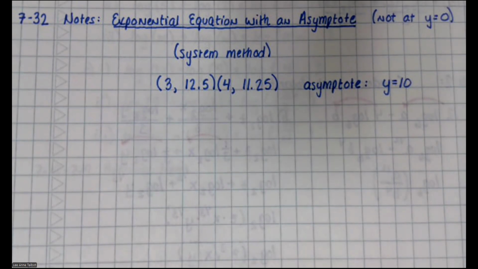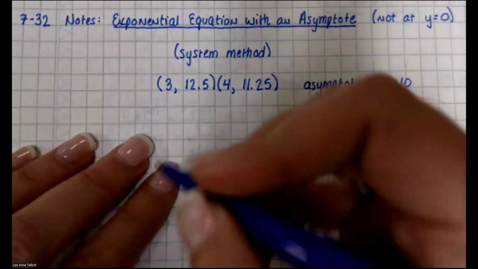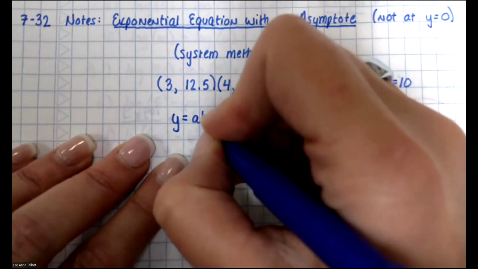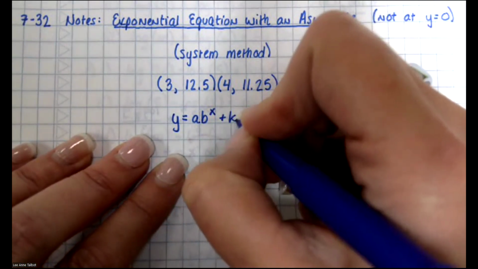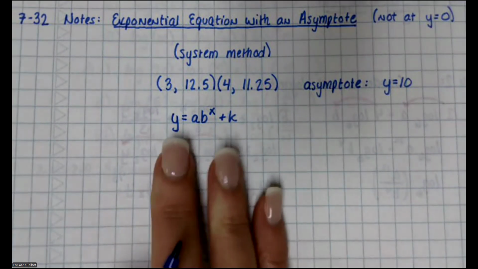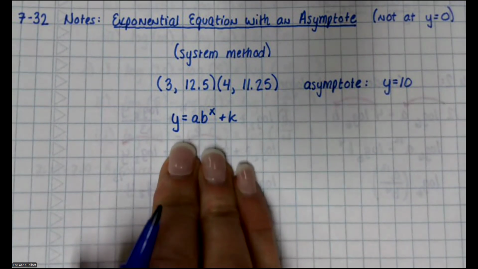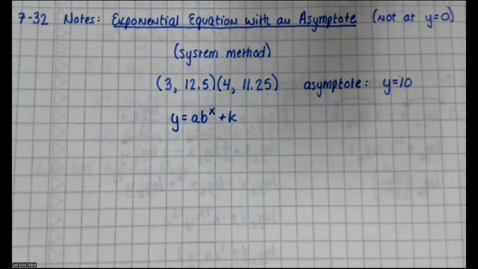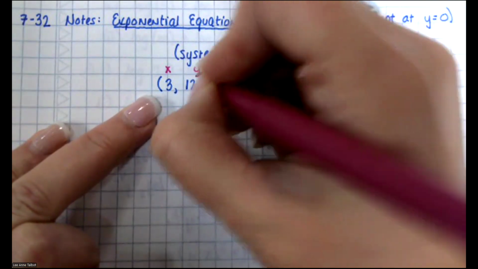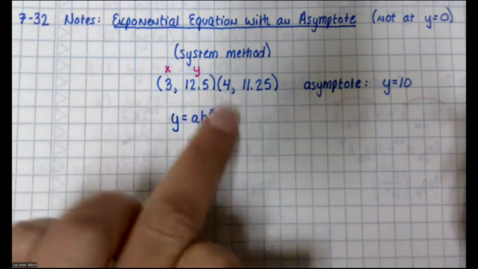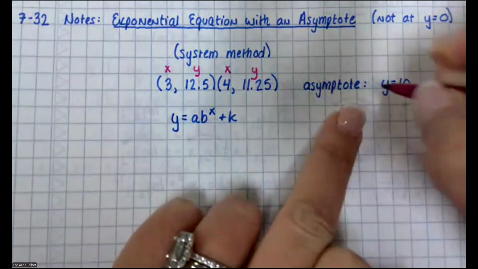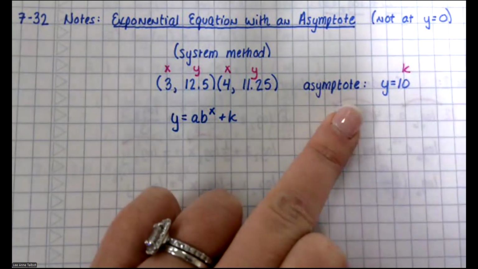Okay, and the system of equations that we're going to create is going to be off of y equals a b to the x plus k. So this is the system we're going to make. We're going to make two of these, one for each point. Now, this is an x and a y, and this is a k.